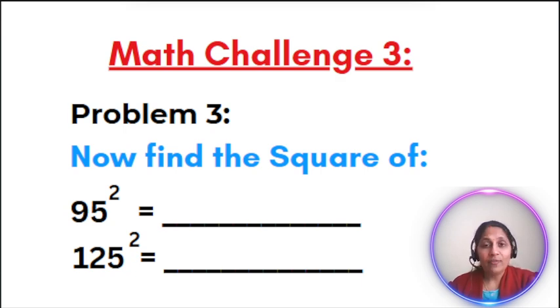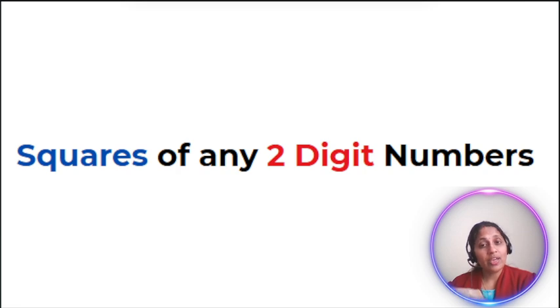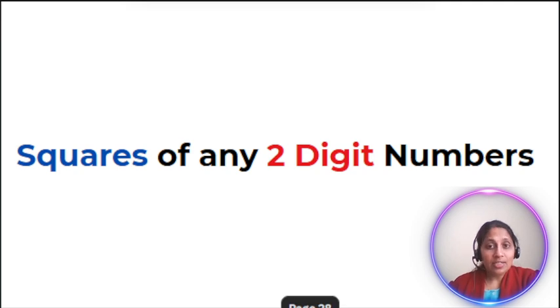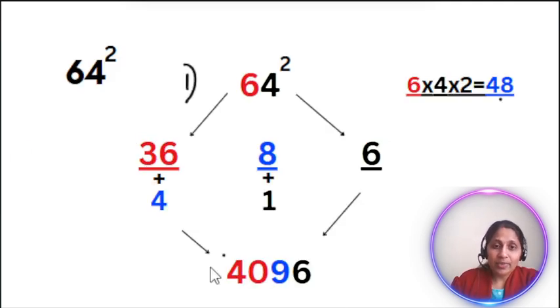If you're done, very good, well done. Now let's jump into the next important one, which is finding the squares of any 2-digit numbers. I want you to pay more attention here. Take the number 64. The first step is to split the number into 2 digits, 6 and 4.